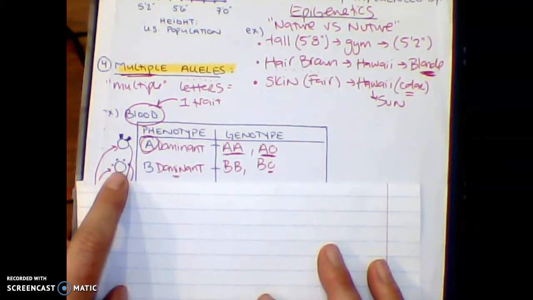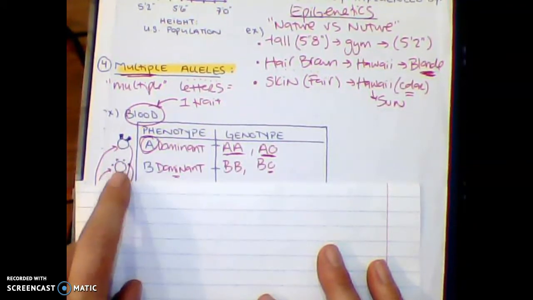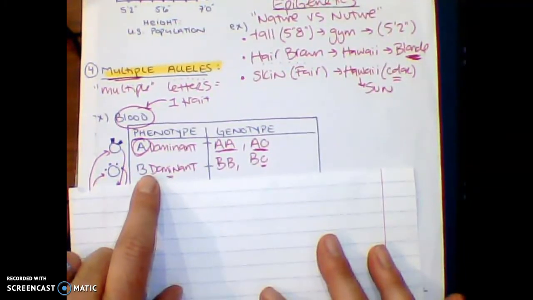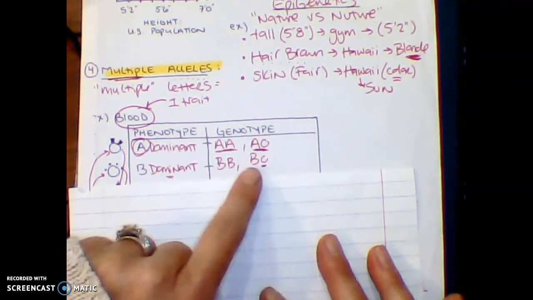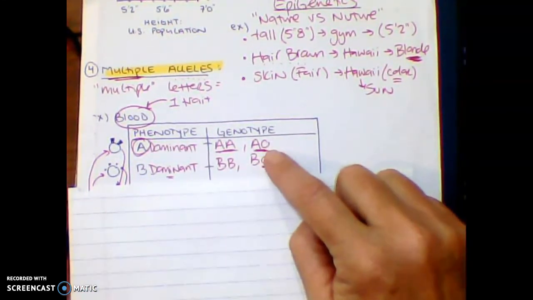So if you guys notice, it's got the blood, but we have dots around the blood versus squares. So B blood is also a dominant trait. Therefore, he is BB and BO. If you guys haven't figured this out yet, our O's are recessive.